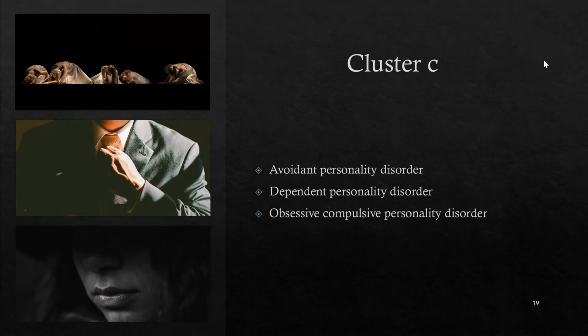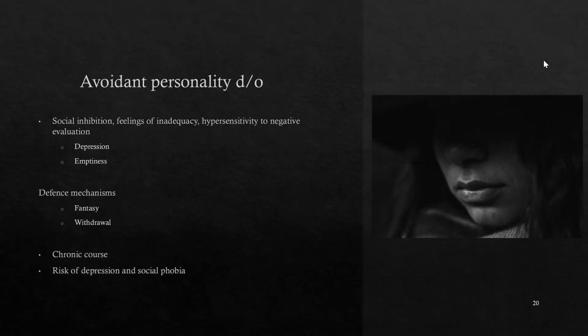And lastly, in cluster C, we have the avoidant, dependent, and obsessive compulsive personality disorders. First on the list, avoidant. So these patients usually exhibit social inhibition. There's feelings of inadequacy and hypersensitivity to negative evaluation, which can clinically feature as depression and feelings of emptiness. Their defense mechanisms are usually that of fantasy as well as withdrawal. This is also a chronic course with risk of depression and risk of developing social phobias.